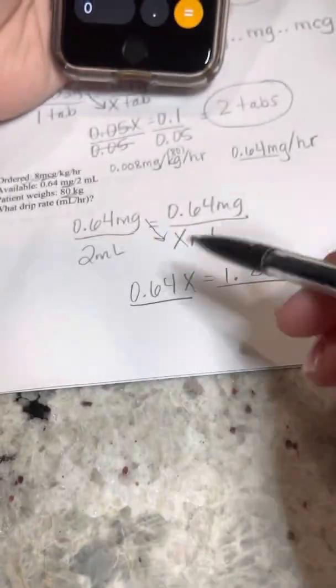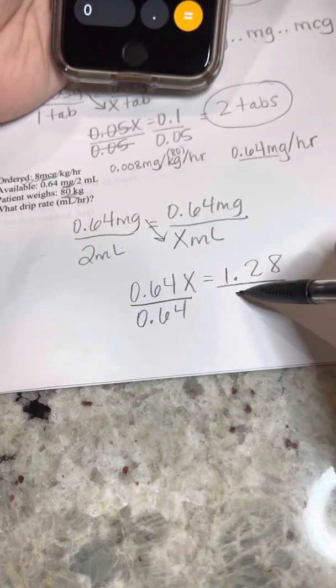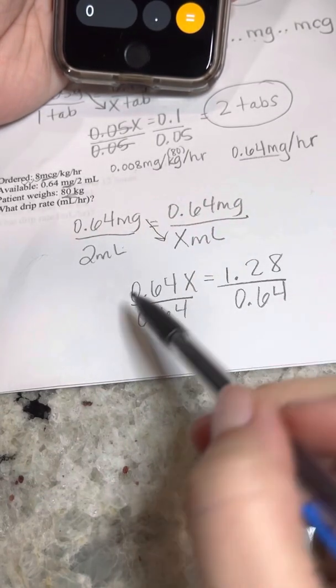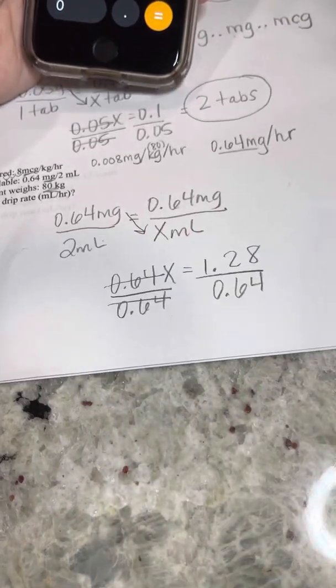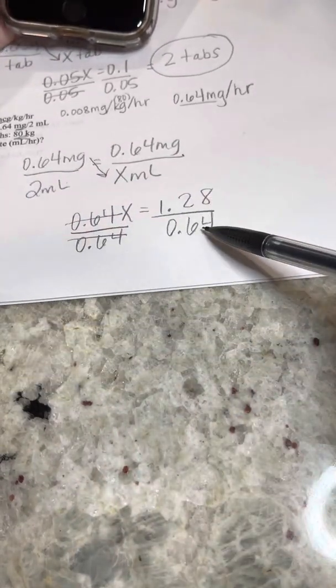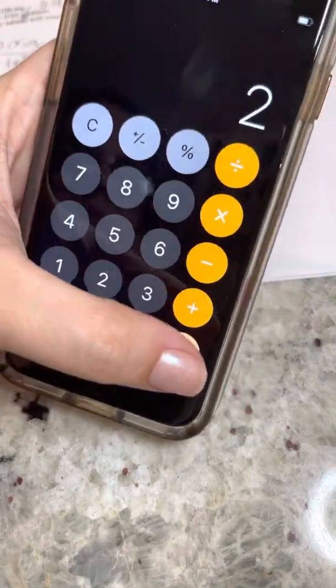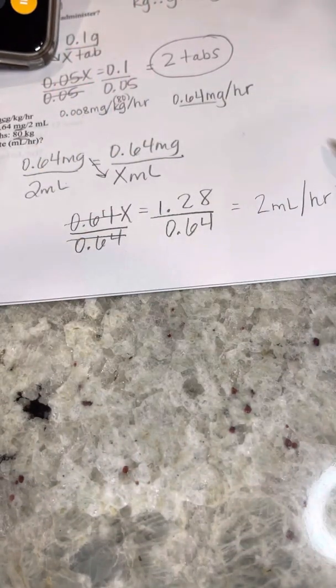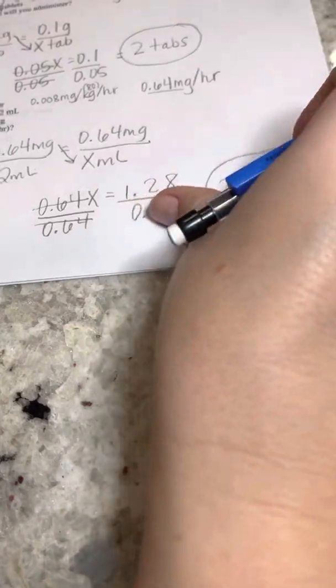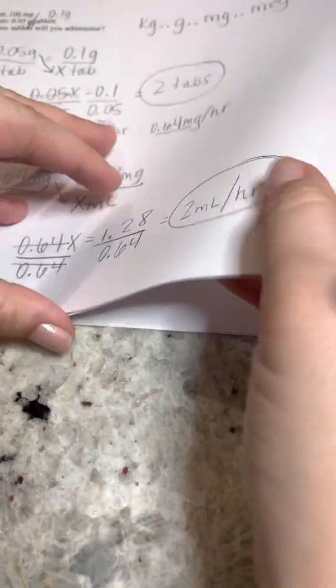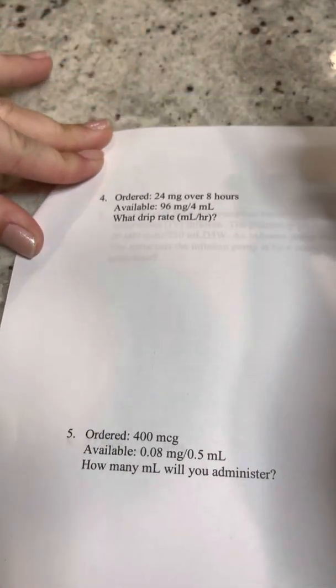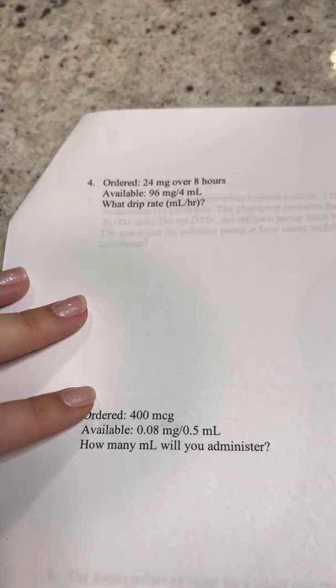And we're going to divide each side by 0.64. We're going to get X by itself. And 1.28 divided by 0.64 is 2. And that's 2 mLs per hour is our answer. Okay, next one.